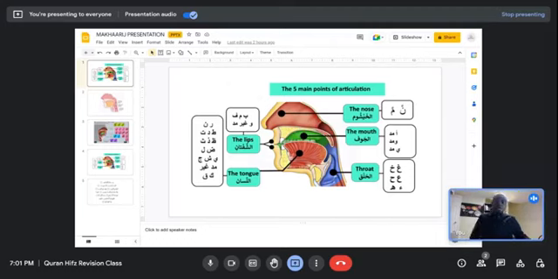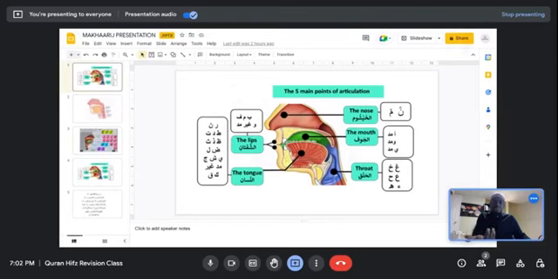Today, inshallah, as part of the promise we made to have a discussion about the makharij, how to pronounce and articulate the letters of the Quran. In a summary, the Arabic letters are 28, right? But the Quran Tajweed letters are 29.